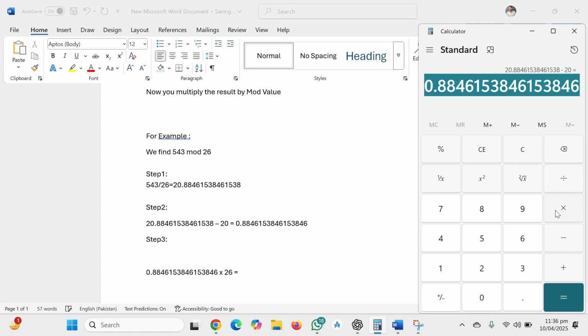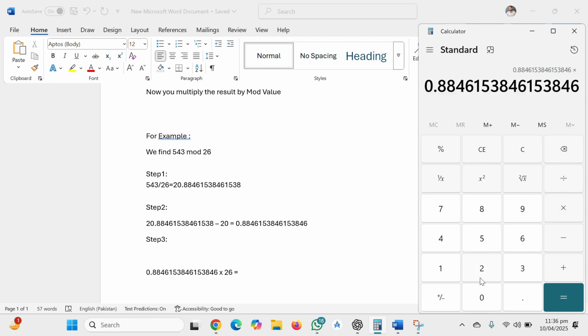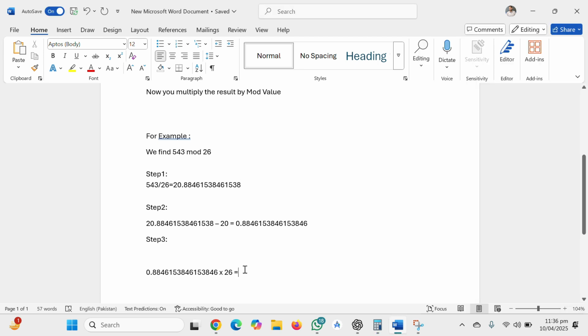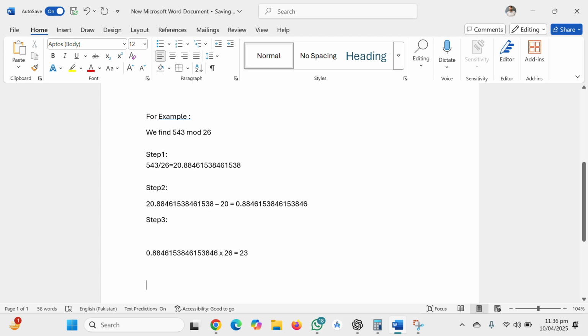So we open the calculator and multiply by 26. So our answer is 23. So this is the mod of 543. So these are the steps to find the mod of a number. So 543 mod 26 is equal to 23.